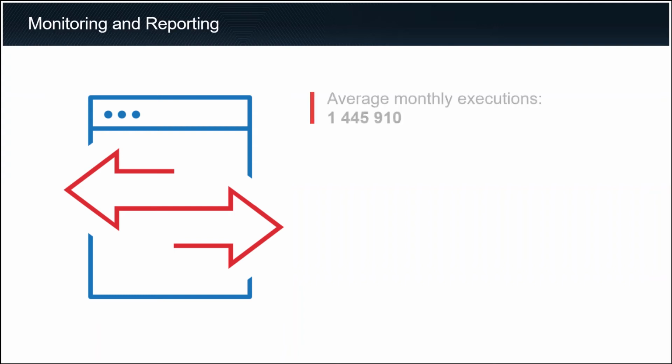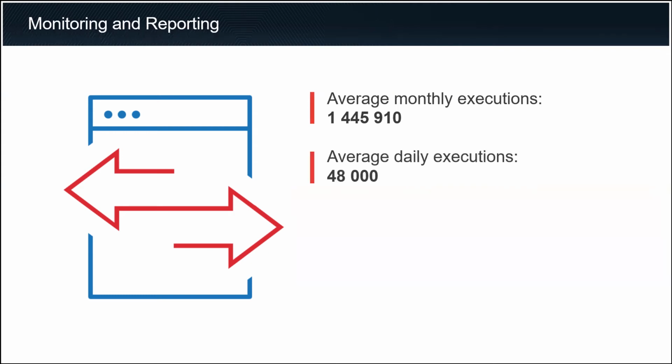So us as a company, in our integration landscape, run on an average of almost 1.5 million executions per month. An execution is basically a process running to either get data or send data from one application to the next. So it's an immense amount of executions running all over the place on a monthly basis. On a daily basis, we're running on an average about 48,000 executions of processes trying to integrate data from one system to the next.